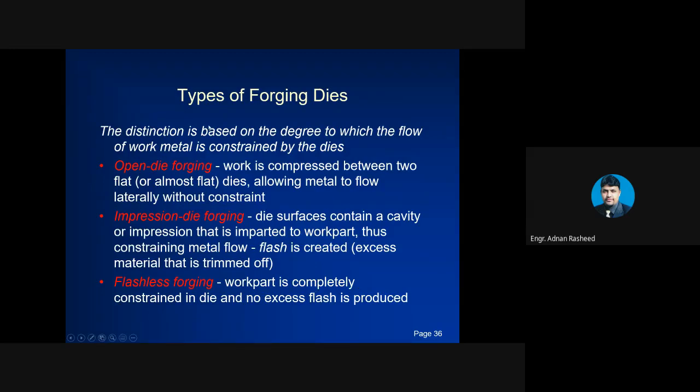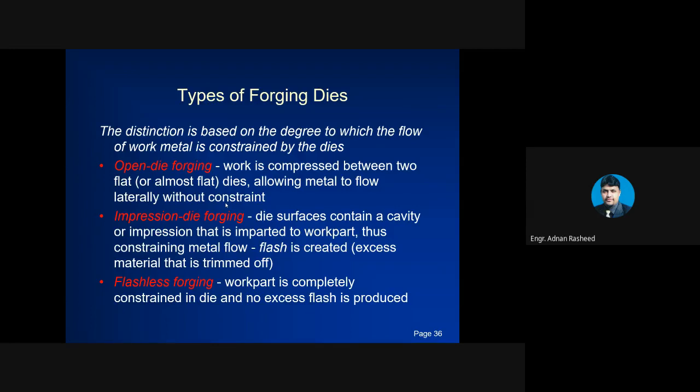We have different types of forgings. The first ones are open die forging, impression die forging, and flashless forging. The distinction is based on the degree to which the flow of metal is constrained by the dies. The first one is open die forging. In open die forging, the work is compressed between two flat dies, allowing the metal to flow laterally without constraint. So you have two flat dies, and you have the metal in between them.